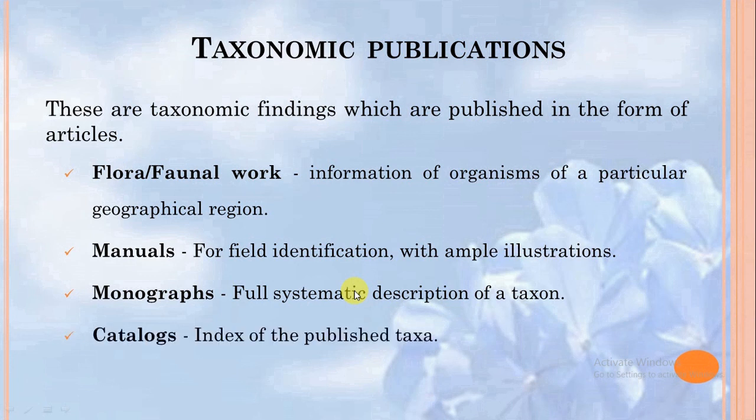Next type of taxonomic publication is catalogs. These consist of an up-to-date list of all the organisms of a particular taxon. So these are basically indexed to a published taxa.